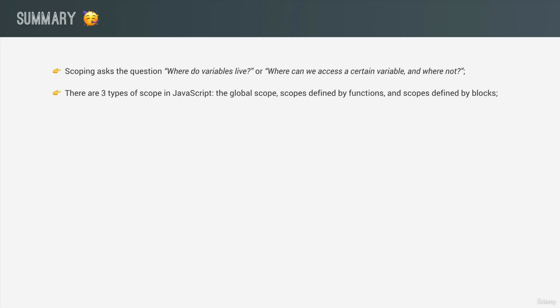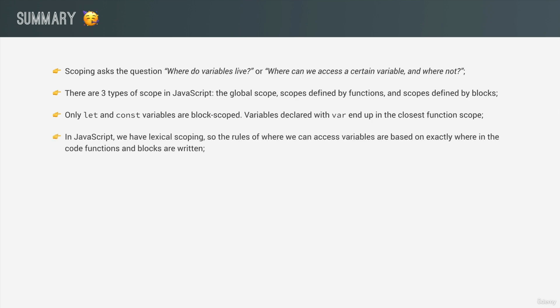However, only let and const variables are block scoped. Variables declared with var automatically end up in the closest function scope. Next, in JavaScript, we have lexical scoping, which means that the rules of where we can access variables are based on where in the code functions and blocks are written.